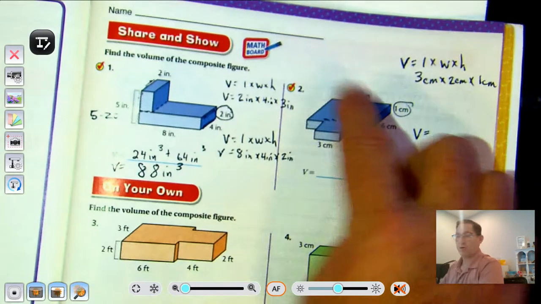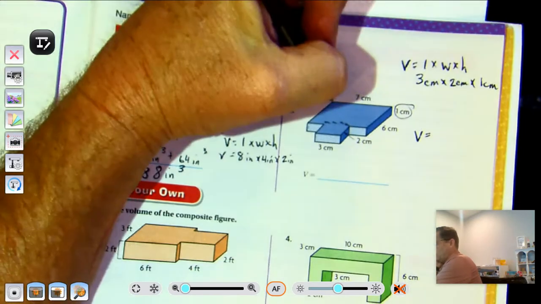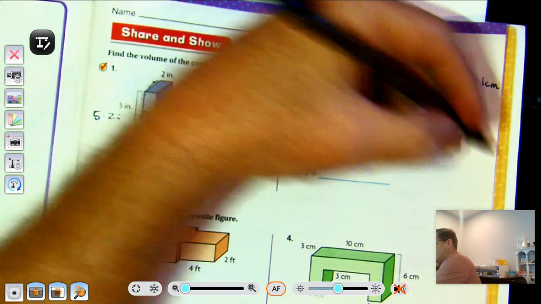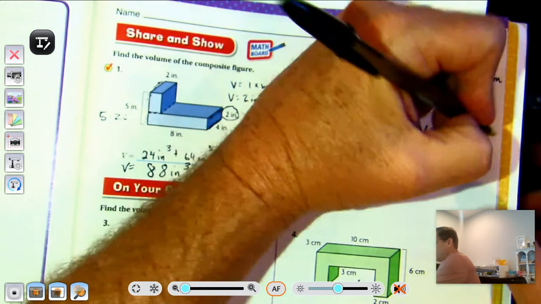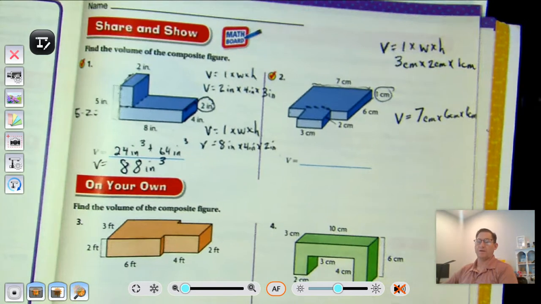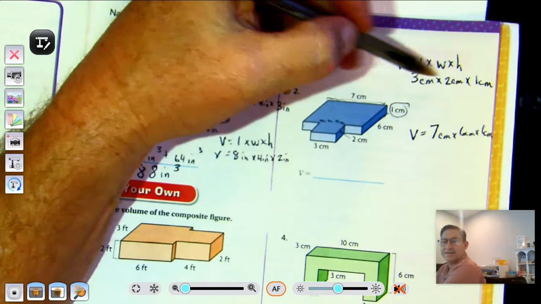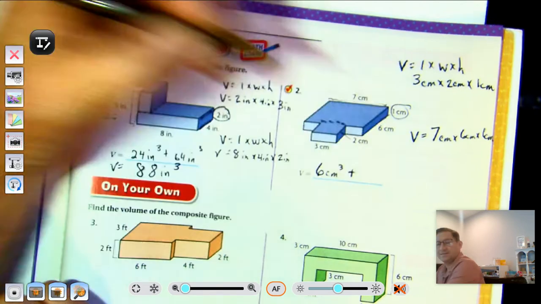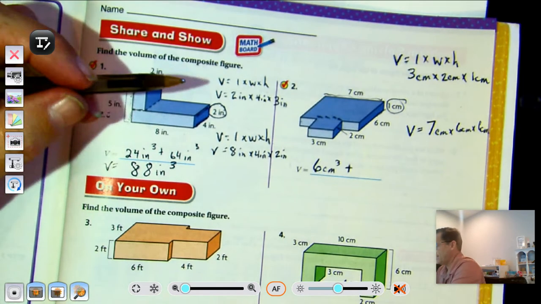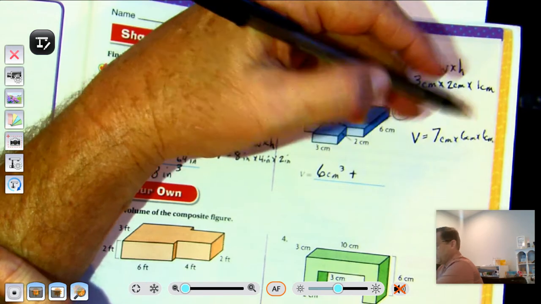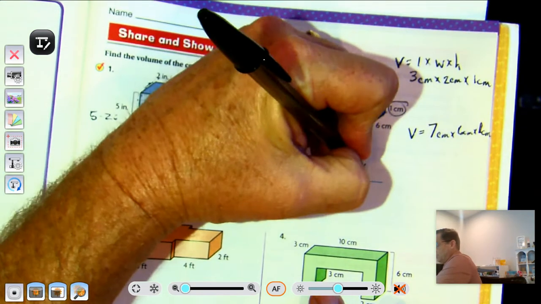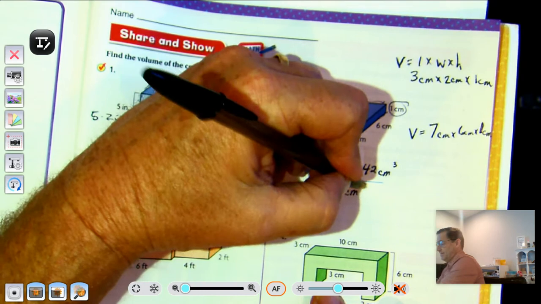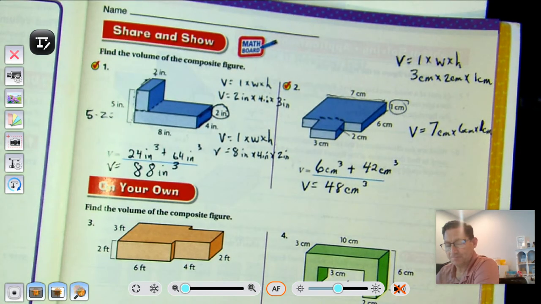Now, what's the volume of the larger rectangular prism? Well, that's the whole thing, and that's 7 centimeters. The width is 6 centimeters. And the height is still 1 centimeter. All right, so the volume of the first one is 3 times 2 times 1, which is 6 centimeters cubed, plus the larger rectangular prism. And that was 7 times 6, 42, times 1. So 42 centimeters cubed. And so our volume is 48 centimeters cubed for that composite figure.